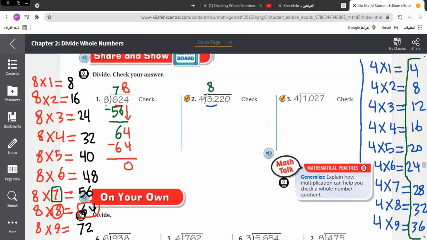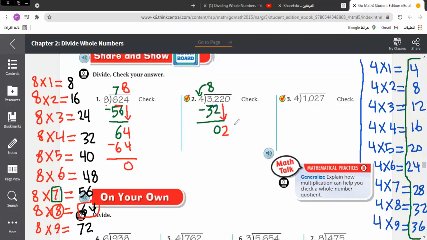Then we need to multiply 4 by 8. What is 4 times 8? 32. So write 32 here. Then do subtraction. 32 minus 32, 0. That's it. Now we need to drop the next digit. What is it? 2. Drop it here.